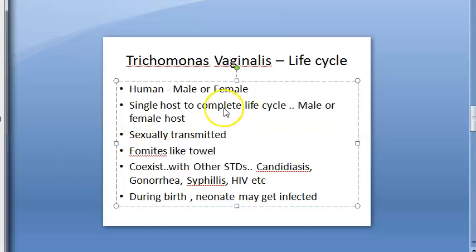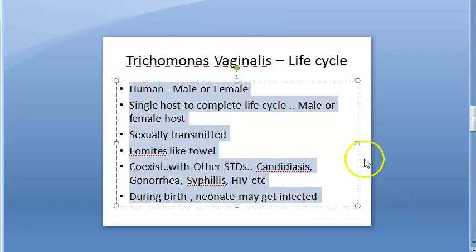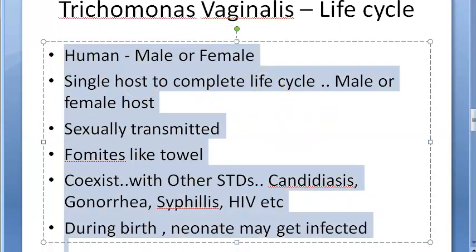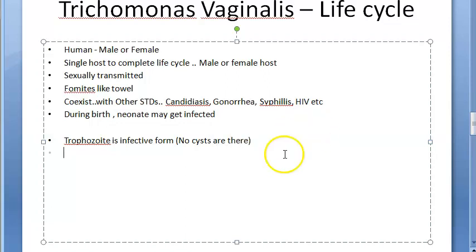There is only the trophozoite form, and they multiply by binary fission, guys. As cysts are not formed, the trophozoite itself is the infective form. What you should know is that the trophozoite is the infective form. No cysts are there.